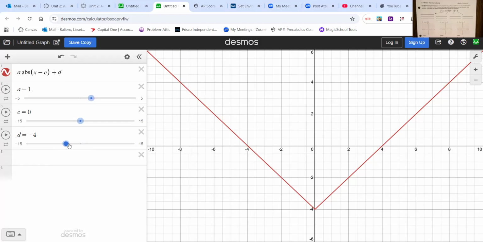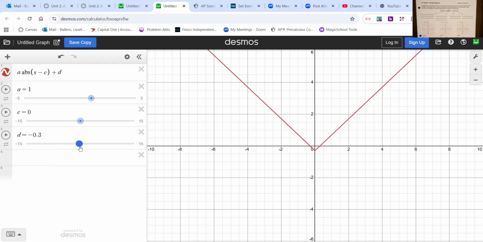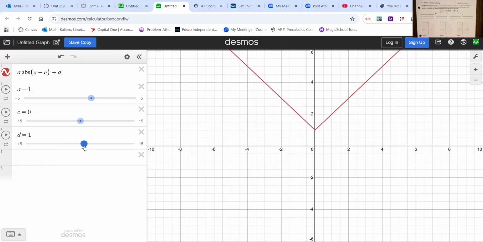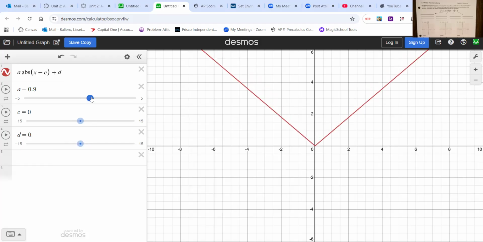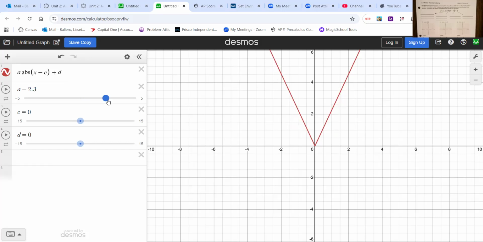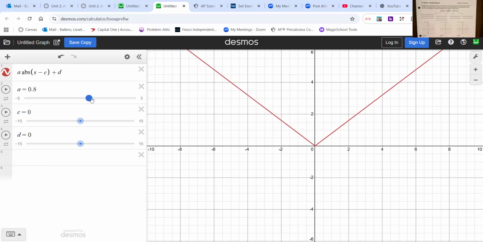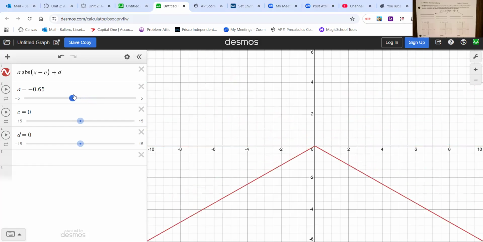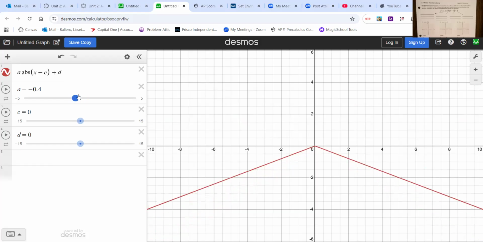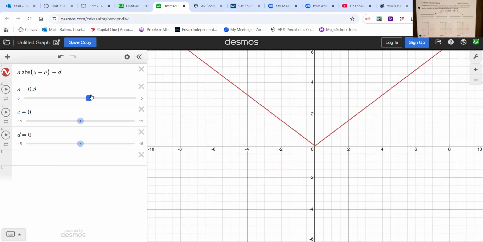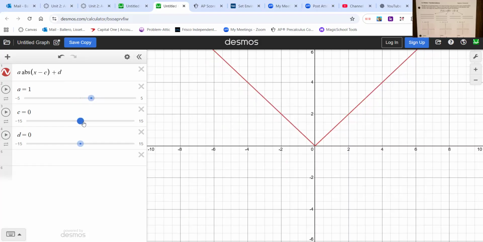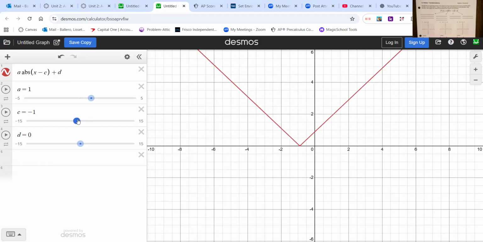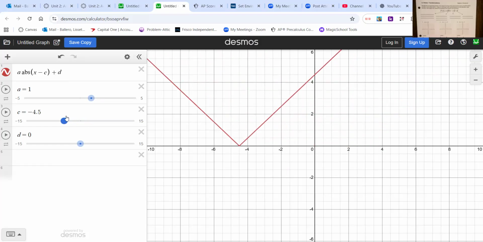So let's just reiterate. I'll take that back over to 0 so we can summarize those findings and write those down. Sorry, put that at 1. There we go. When I changed A to a big number, it made it narrow. When I changed it to a smaller number, it made it wider. When I changed it to a negative, it flipped it completely upside down. All right, so let's go back to our 1 on that one. When I change C to a positive number, it goes to the right. When I change it to a negative number, it goes to the left.